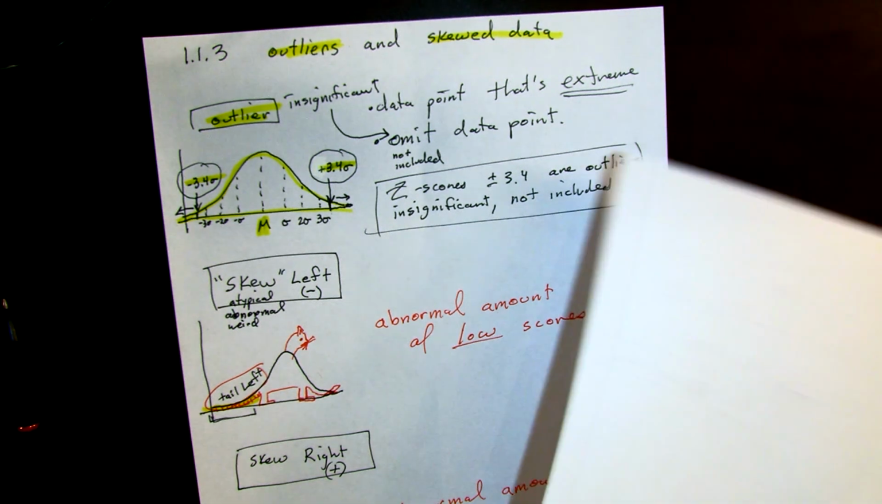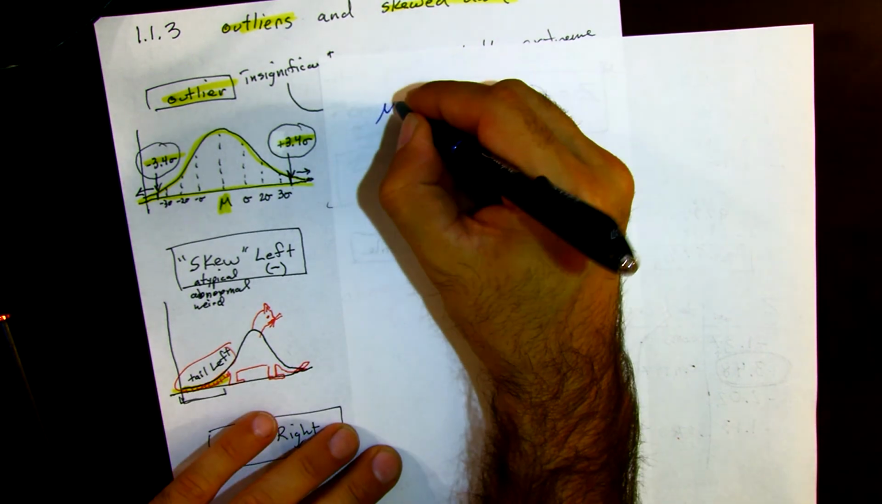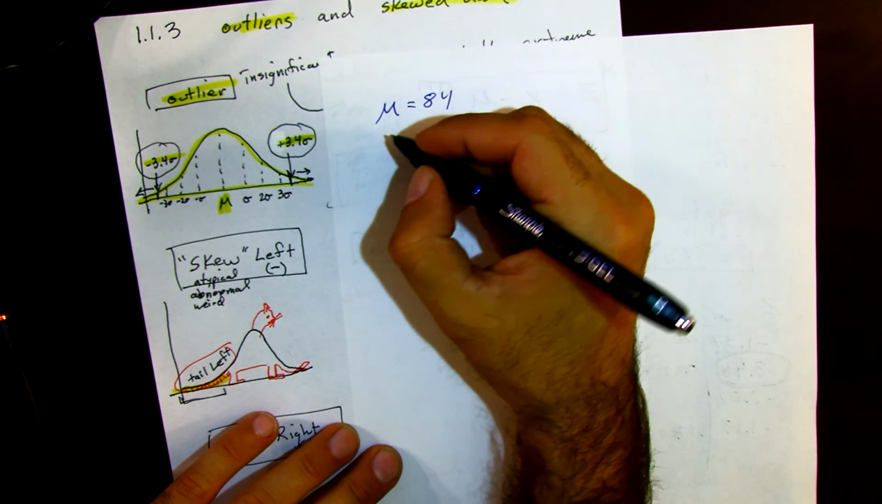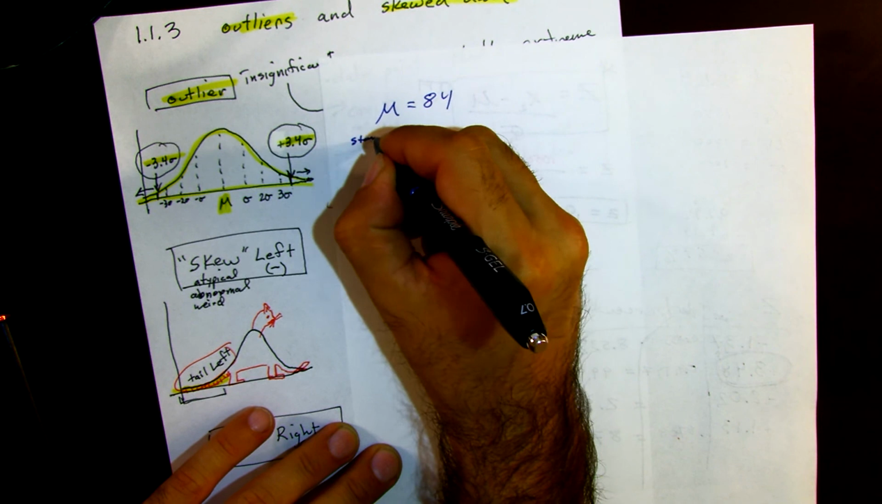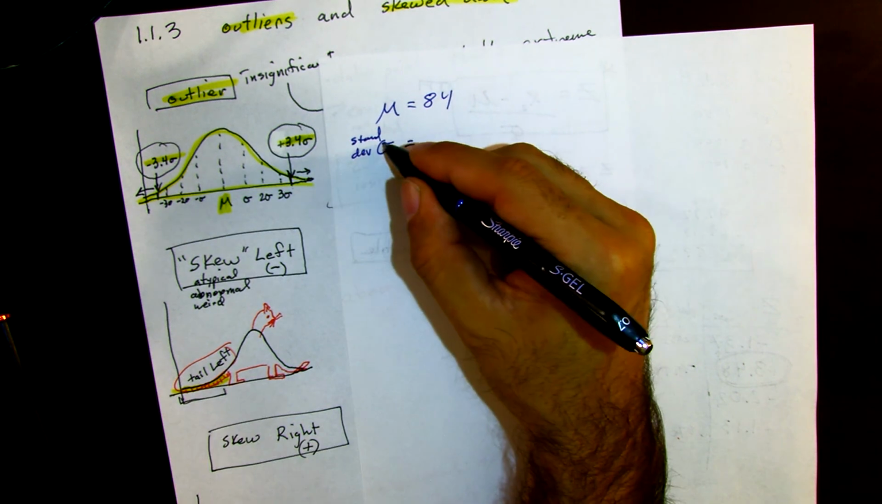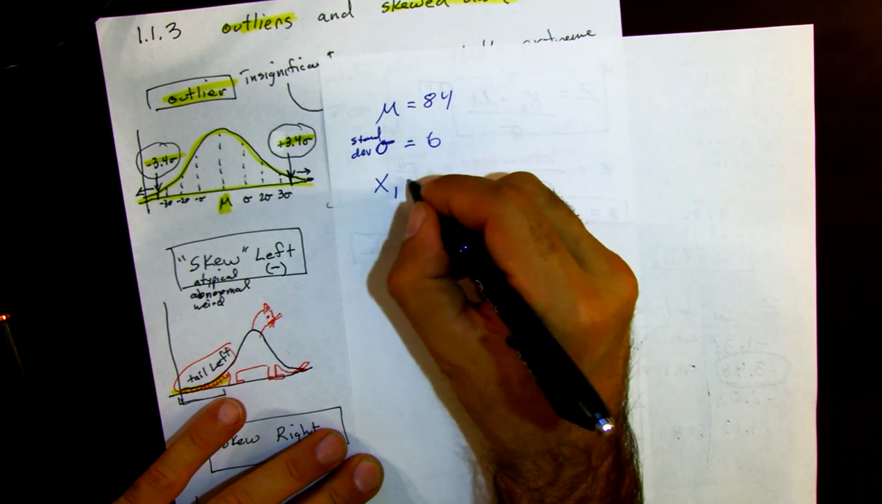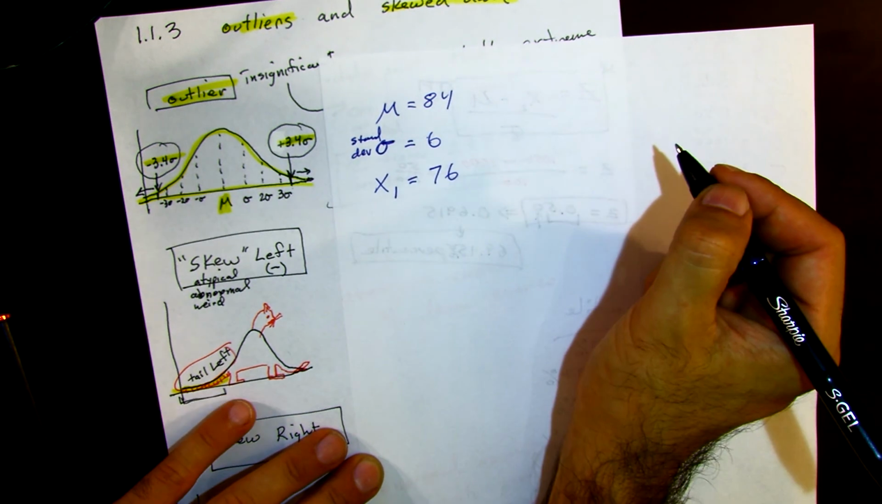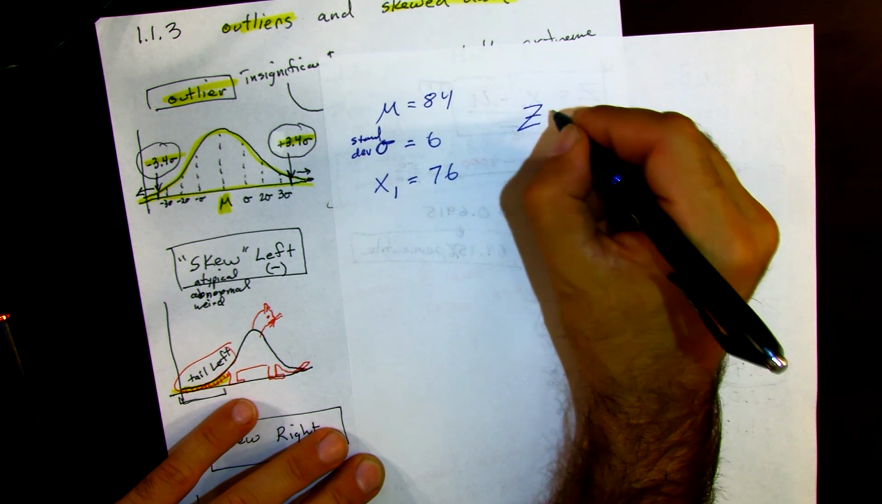A normal distribution has a mean of 84. Standard deviation we call sigma, that's how we show the standard deviation, and that is 6. We have an X value, which is just like a score of 76. We need to find the z-score and then see if it's significant or insignificant.